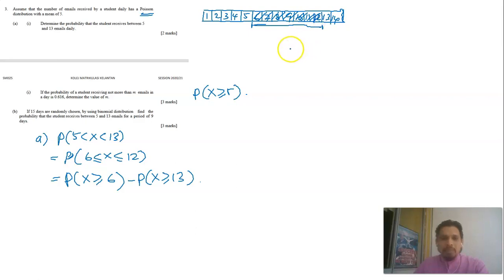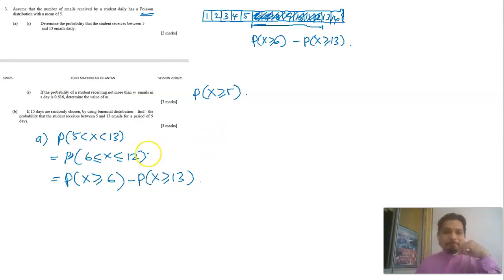But then, we can only find that using the probability of X greater than or equal to 6, because it's beginning with 6 here. And then minus the probability of X greater than or equal to, if I put 12 here, meaning this one is not included. So we want it until 12, so I make this one 13 here. Okay, so that's my style, how I explain to the students in the class.